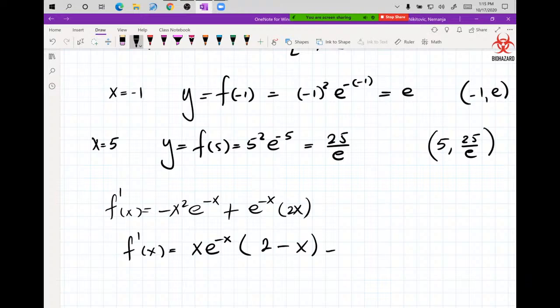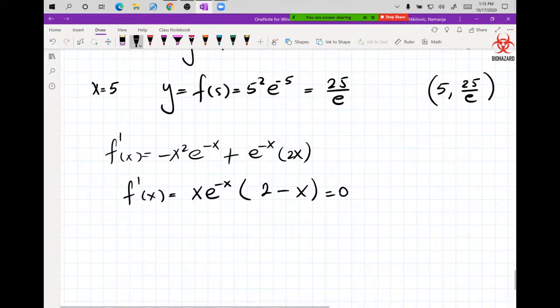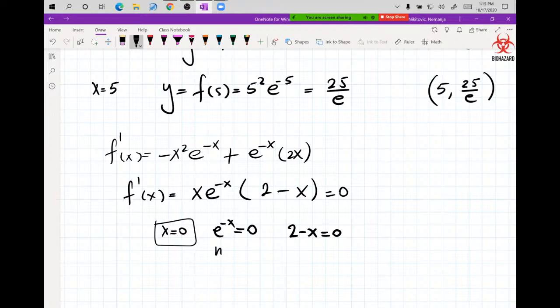So now, when you have the factored form and you set it equal to 0, x equals 0, e to the negative x equals 0, and 2 minus x equals 0. And they spit out values. x equals 0, that's done. This one has no solution. That's basic pre-calculus, right? Because e to the negative x never crosses the x-axis. It asymptotically gets closer, but it never crosses to create a root, so no solution. And then x equals 2.